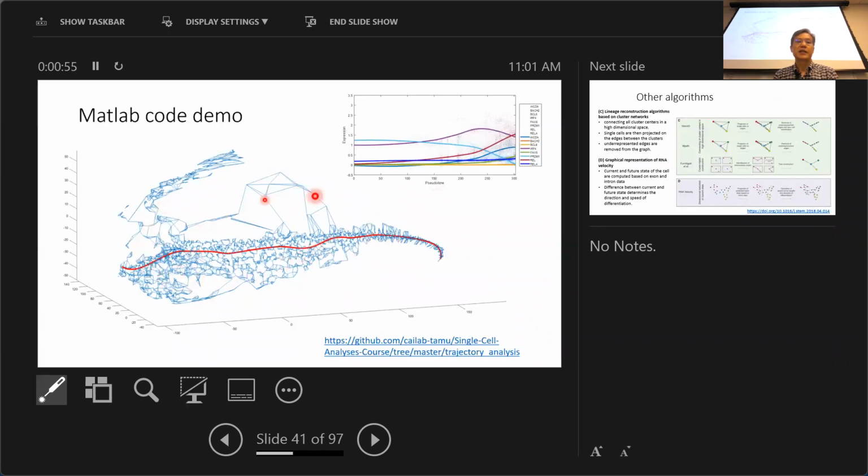We have an application in Toolbox. You can create a local KNN network like this. All the points are the cells. So I make this network, and then I find a trajectory following from one end to another. It's some kind of game to create this trajectory along this network, and then we can see the gene expression change along this trajectory.